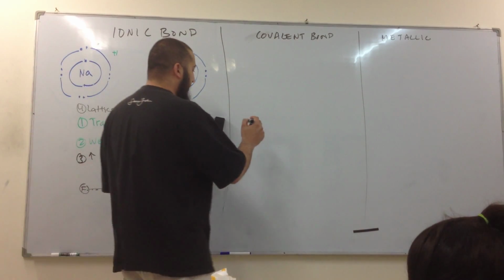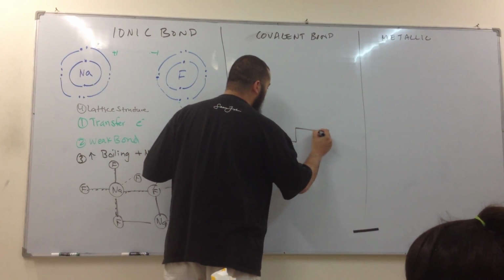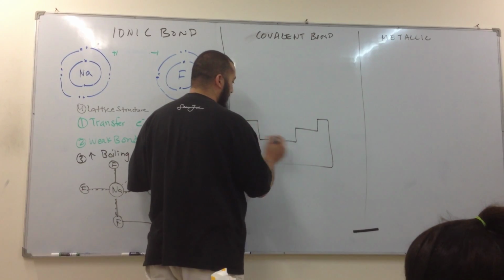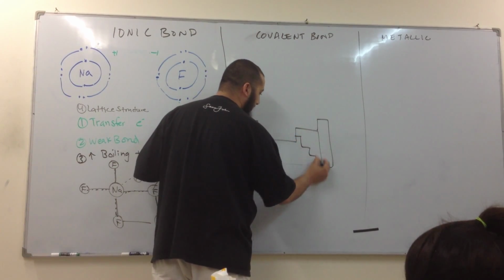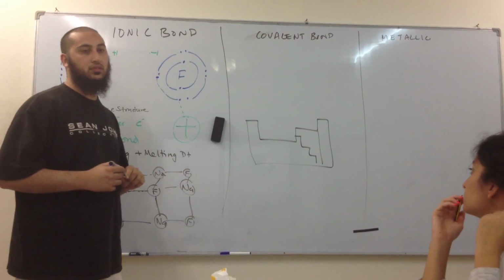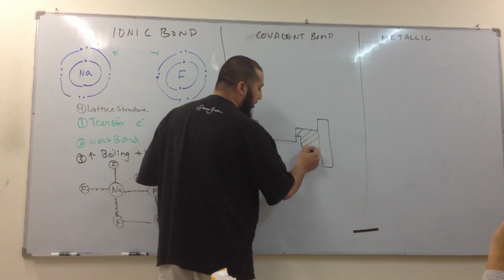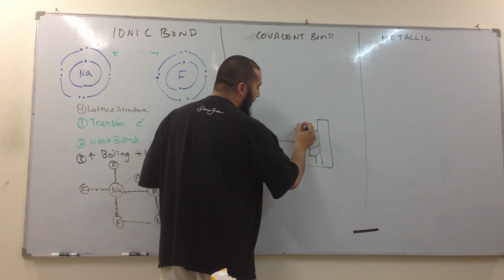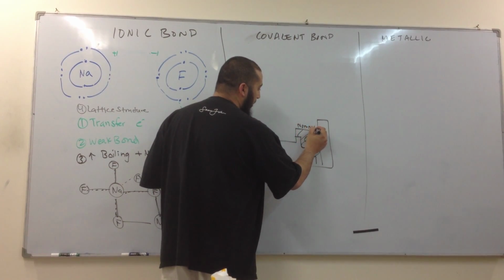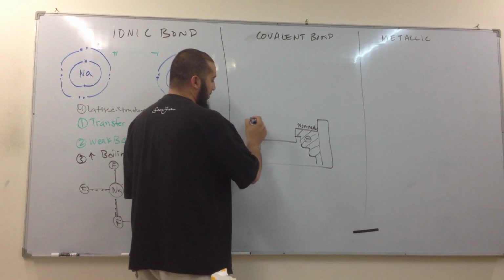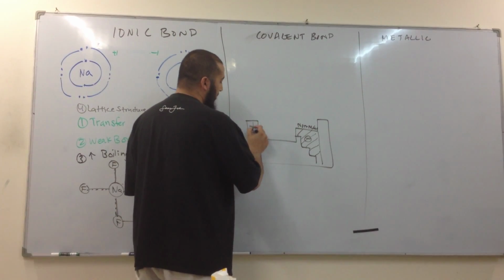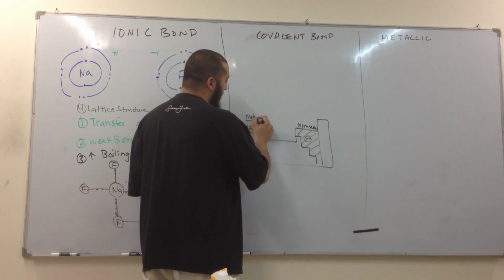Now, where did we find that? Okay, here's the periodic table, right? And this is your staircase. Where are all the negatives? Right here. Remember, these are all your negatives. These are all the non-metals, right? And where are your positives? Over here. These are all your positives. These are all your metals.